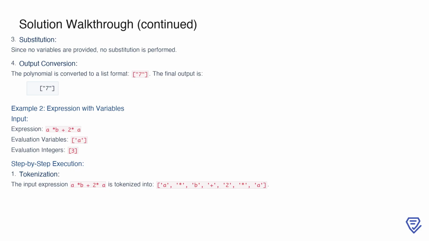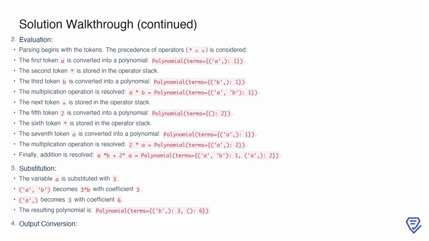Consider the expression a asterisk b plus 2 asterisk a with a set to 3. Tokenization breaks this expression into a asterisk b plus 2 asterisk a. This prepares us to evaluate the expression step by step. In the evaluation step, we begin by processing the tokens while respecting operator precedence. The first token, a, is converted into a polynomial terms equals a, 1. The multiplication operator asterisk is stored in the operator stack, and the next token, b, is processed as a polynomial terms equals b, 1.